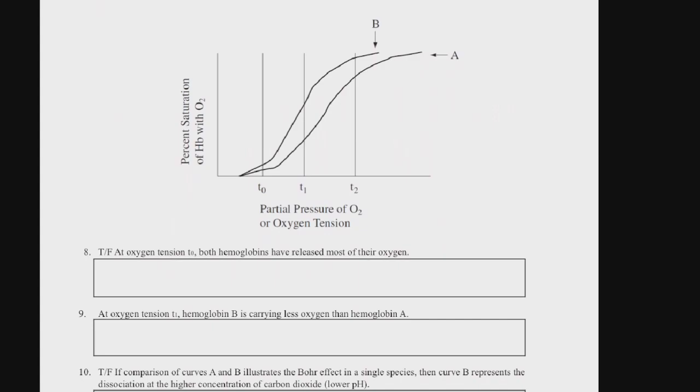At oxygen tension T naught, both hemoglobins have released most of their oxygen. This is true. The percent saturation of both of them is near 0 on the graph at T naught, as we see here.